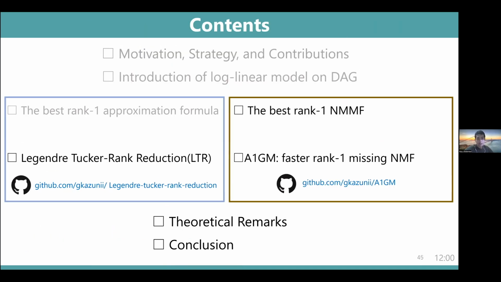Okay, we discussed the rank 1 approximation of non-negative tensors and its geometrical comprehension. Based on the discussion, we introduced a rank-R approximation method called Legendre-Tucker rank reduction.